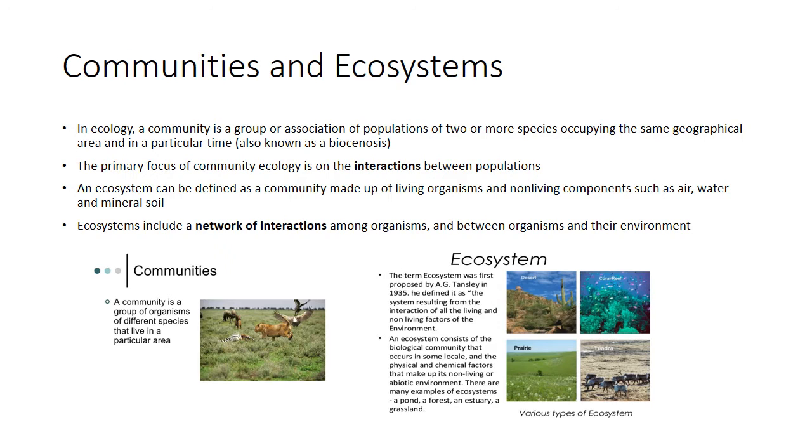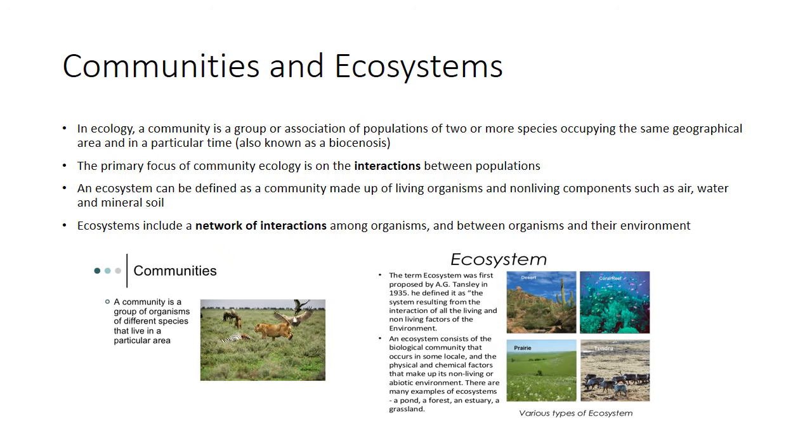A community implies that there is, for example, a population of lions and a population of gazelles, right? Or a population of trees and a population of giraffes. So populations of two or more different species occupying the same geographical area and in particular time. So living in a certain place at a certain time. That's community, also known as biocenosis. The primary focus of community ecology is on the interactions between populations.